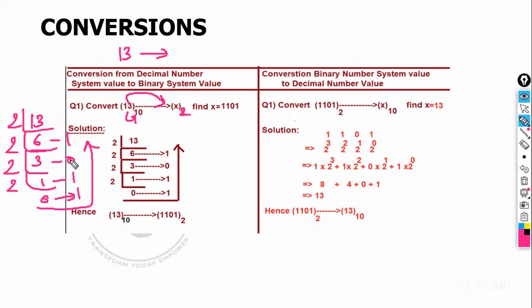What is a binary number system? How do you represent it for 13? It is 1101. That's it. Okay, so this is what we are going to do.